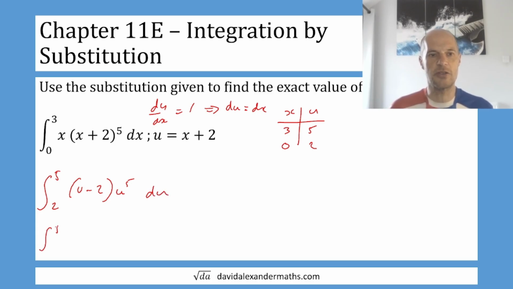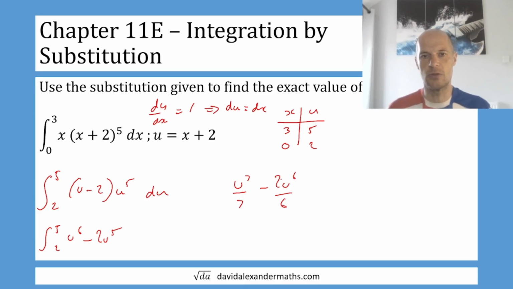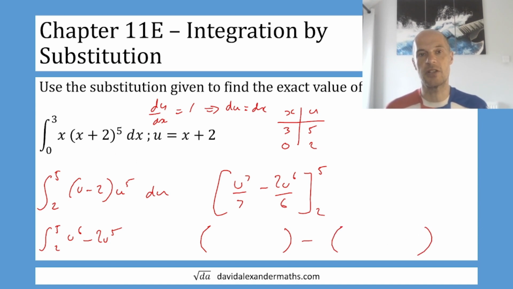So let's expand out those brackets. We're going to get u to the 6, take away 2u to the 5. So increase the power by 1 and divide by the new power. The integral of u to the 6 is u to the 7 over 7 minus 2u to the 6 over 6, or 1u to the 6 over 3 if you like. And that is between the limits of 5 and 2. So here we don't need to return these u's back in. Well, we could if you wanted to. We could replace u with x plus 2 and use the limits of 3 and 0, but it's a lot easier keeping it in terms of u and using the u limits.